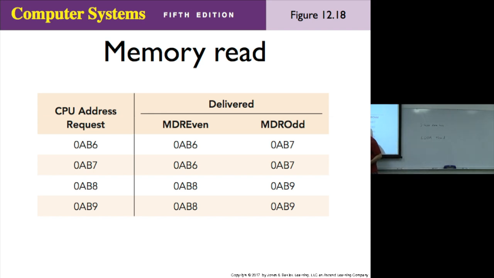If we ask for the one at 0AB7, it's going to deliver 0AB7 to MDR odd, but then also it's going to deliver 0AB6 to even. And if we ask for 0AB8, it's going to put 0AB8 here and 0AB9 here. But if it asks for 0AB9, it's also going to do 0AB8 and 0AB9 here. Are you with me? So if we ask for 0AB6 or 0AB7, it's the same thing. As far as the memory subsystem is concerned, it's going to deliver the exact same thing.